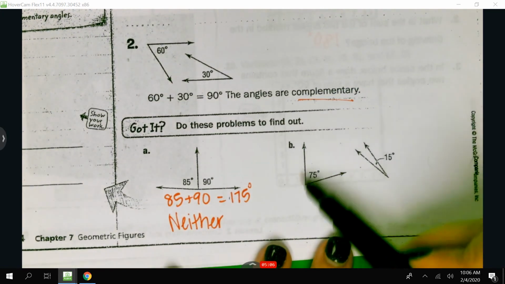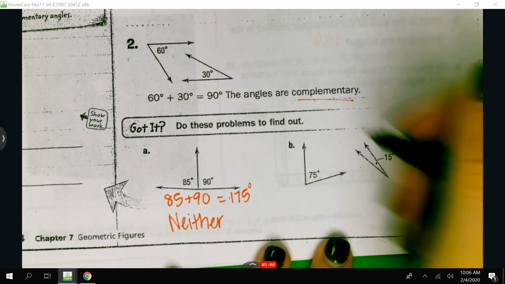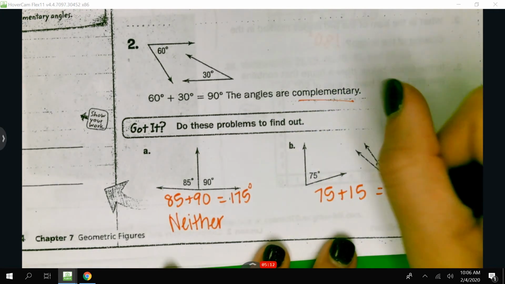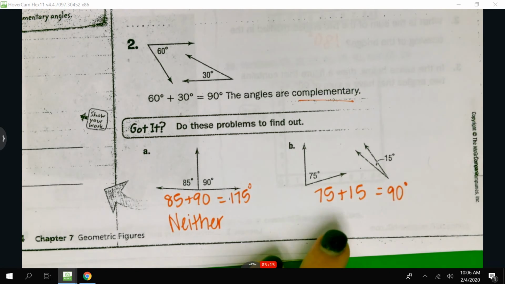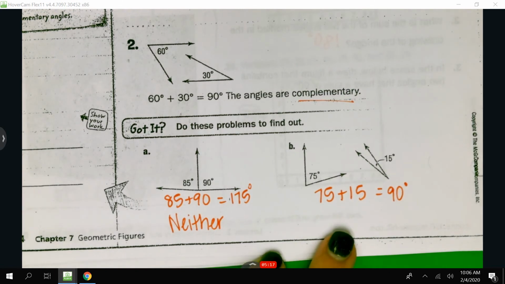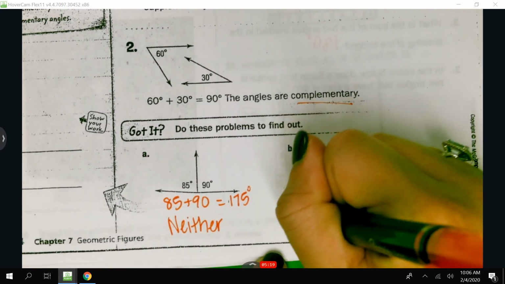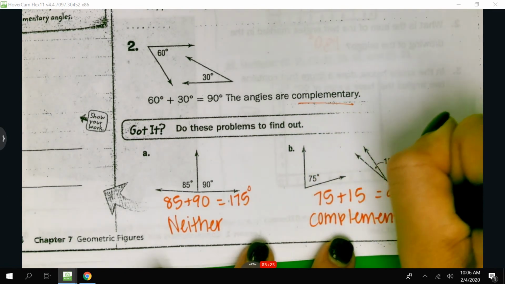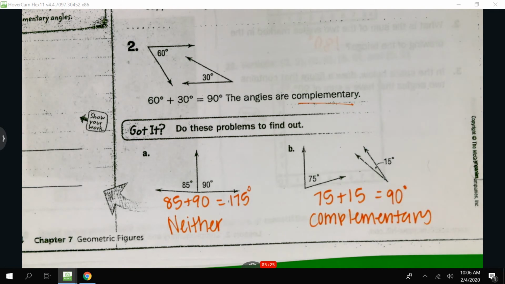Alright, example B, I've got an angle that's 75 and an angle that's 15. So what is 75 plus 15? 90 degrees. So are these complementary, supplementary, or neither? Complementary. Questions?